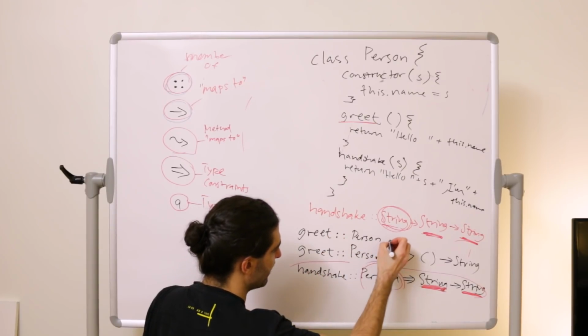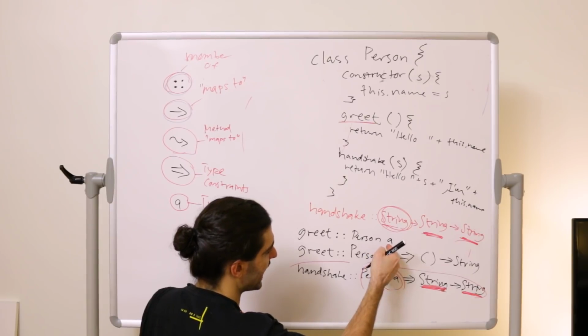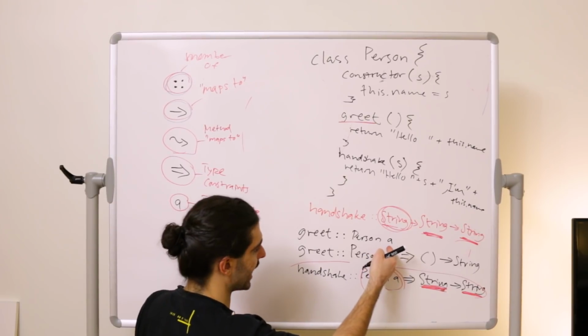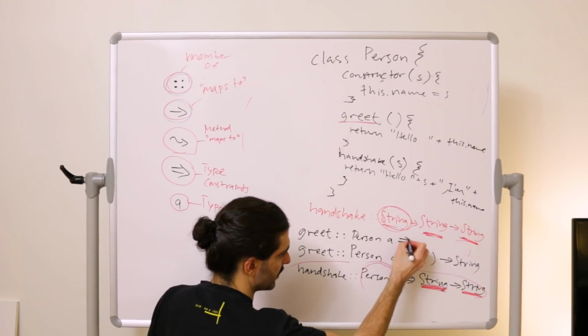greet is a method such that if you have a constraint on the variable A, or on the type variable A, such that A is of type person, right? And then we specify this arrow.